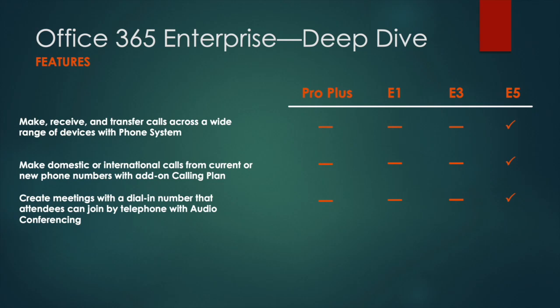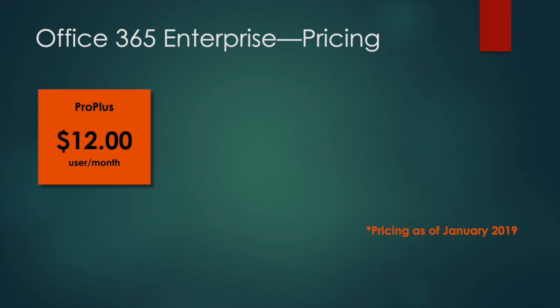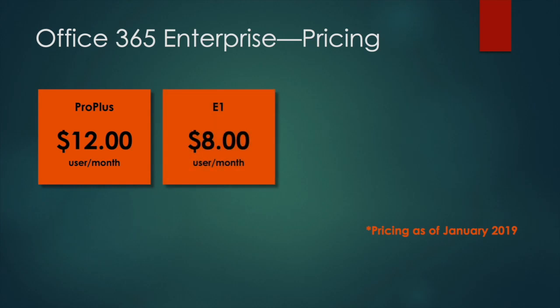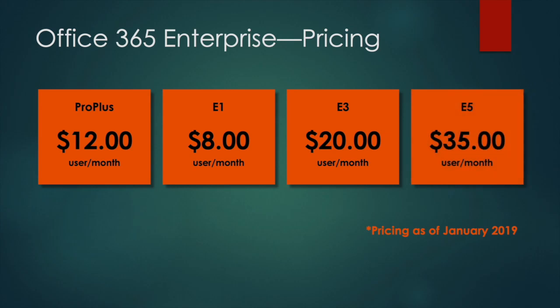Now remember that I had alluded earlier to pricing not being significantly different for the enterprise tiers. Let's take a look. Pro Plus comes in at $12 US per month per user. And again, our friendly reminder that all of this pricing is as of January 2019. E1 is $8. E3 comes in at $20 a month, the same as Microsoft 365 Business. And the top tier is $35 a user per month.